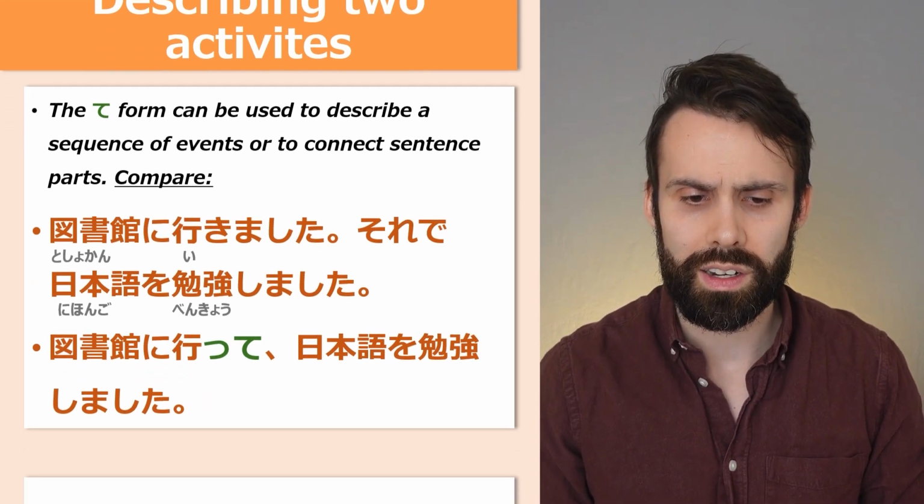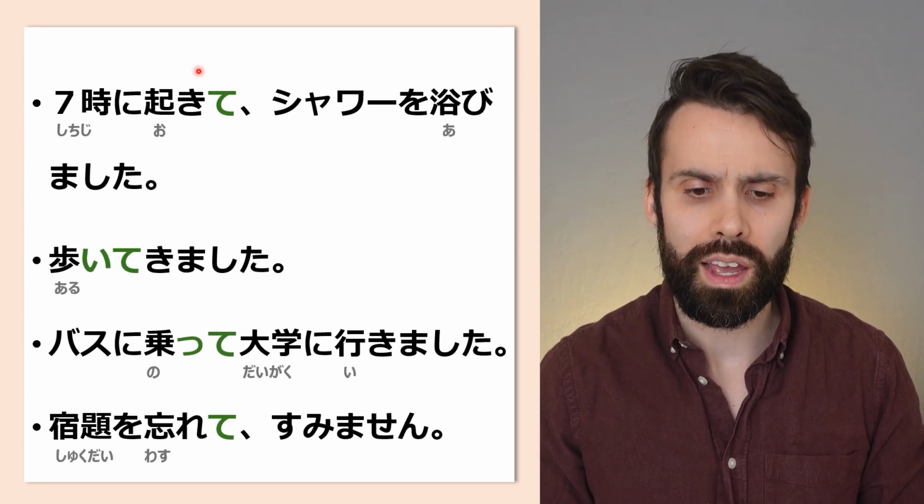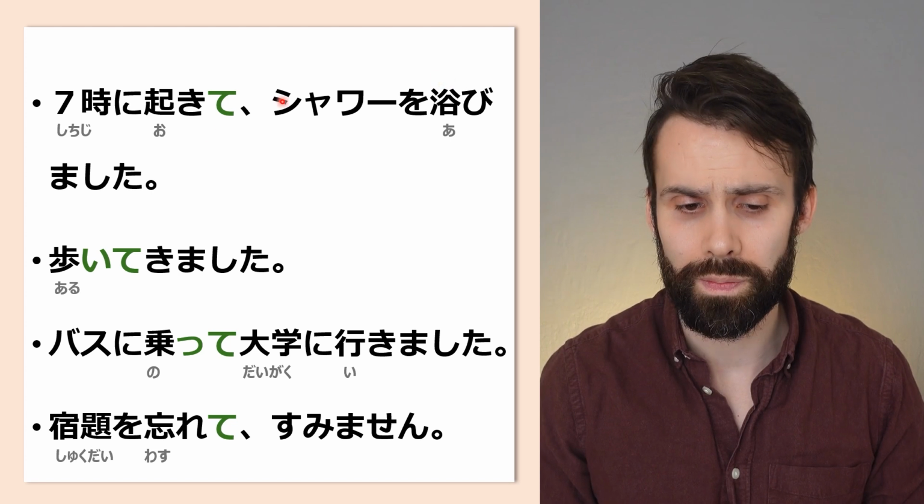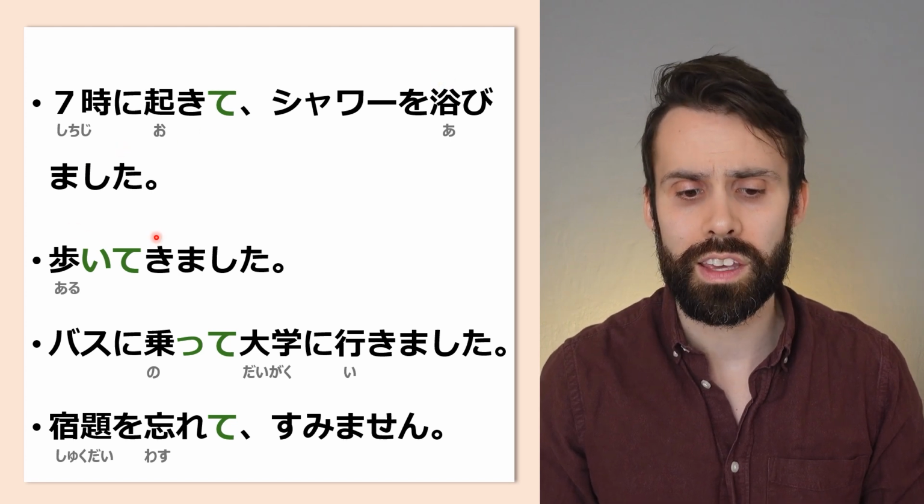So for example, we can say 7時に起きてシャワーを浴びました. So I woke up at 7 and took a shower. Or 歩いてきました.